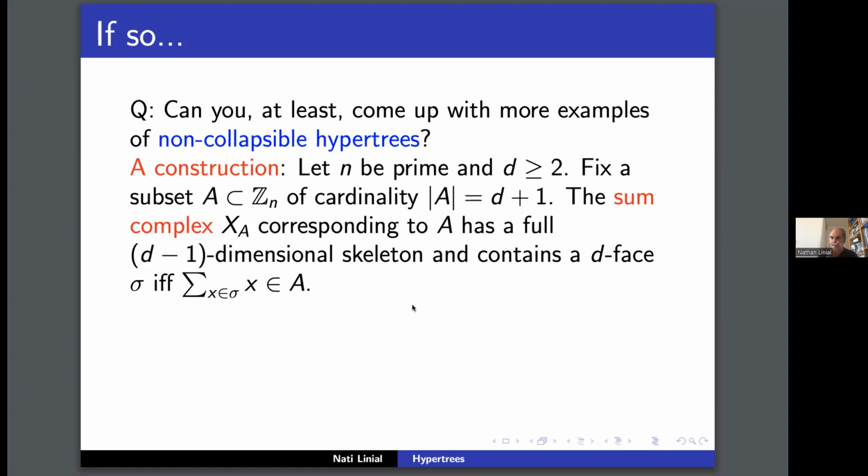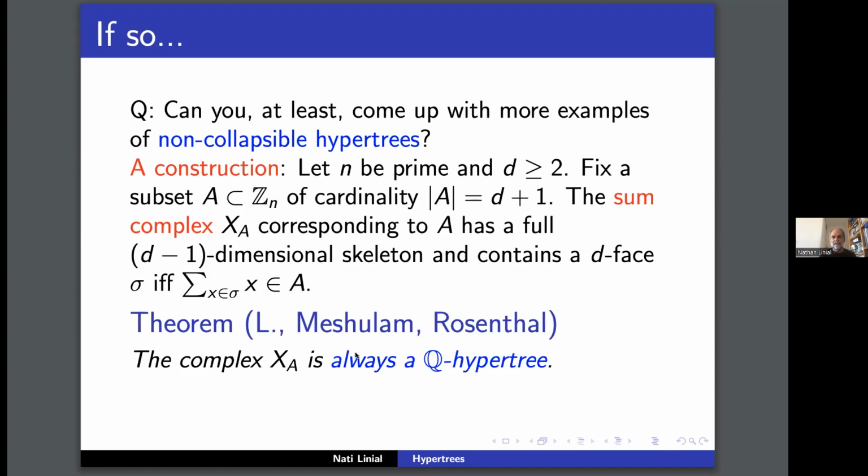As we see, if I want to construct a hypertree for you, then it has a full d-1 dimensional skeleton. It contains all the faces of dimensions strictly smaller than d, and I have to tell you which d-dimensional faces it has. So when is sigma a d-dimensional face? There is this condition: remember, our vertices are elements of a field. You add up all the elements which are vertices in the face sigma, and the sum, since we are in the field, has to be in the set A. To be very concrete, let's say d is 2. You select 3 elements in the field, alpha, beta, gamma, and a triple XYZ is a 2-dimensional face if and only if X plus Y plus Z is either alpha or beta or gamma. So the definition should be clear now.